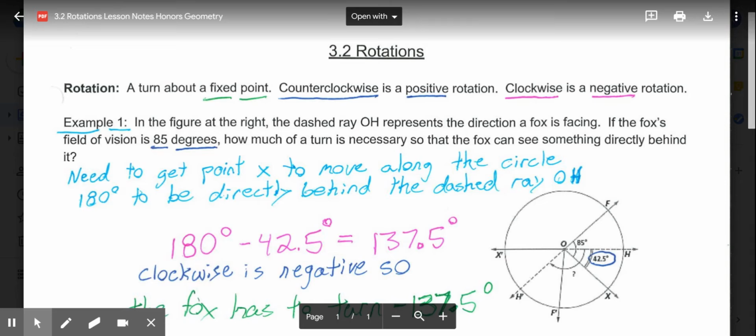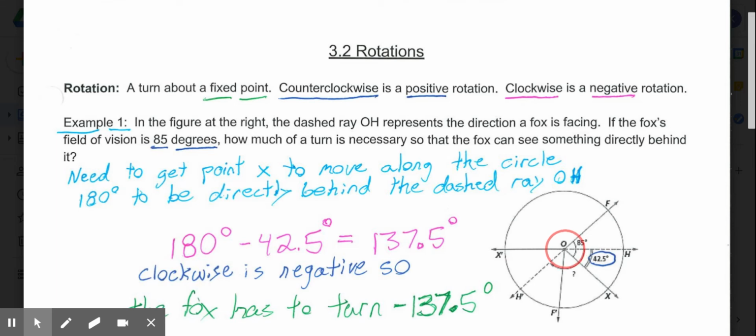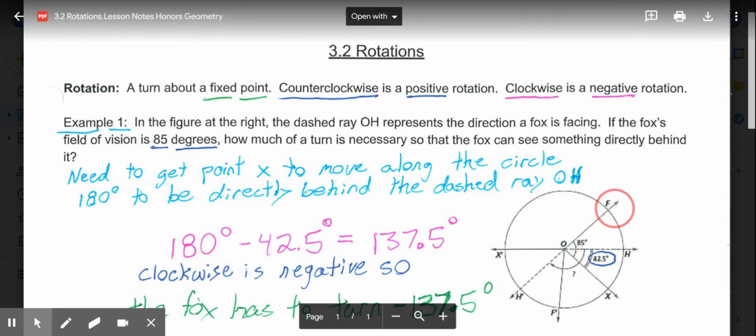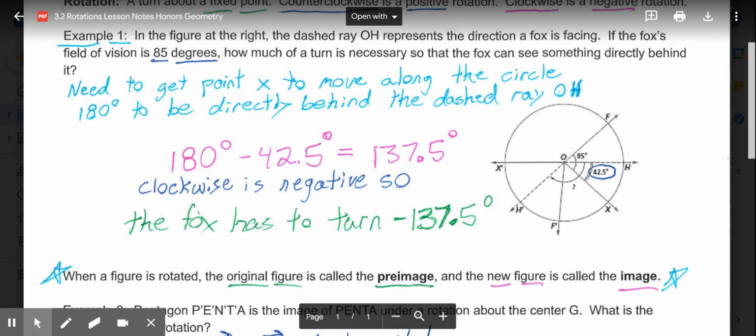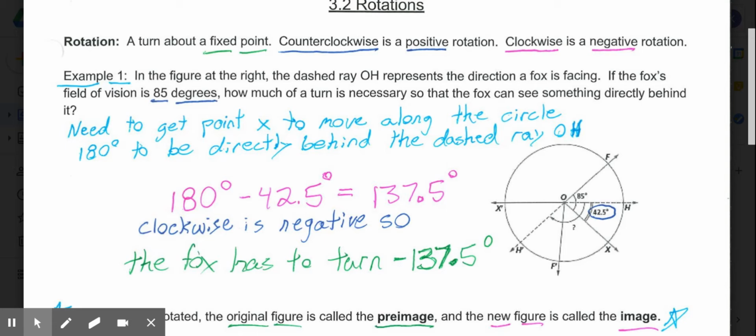So rotations are if we keep the set point, our fixed point, in the same spot, and we rotate a figure or a point around that based on the number of degrees. Counterclockwise positive, clockwise negative. And when we're measuring our rotations, we measure them based on degrees, the angles, and the arcs.